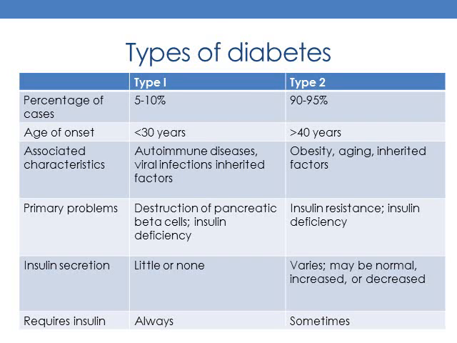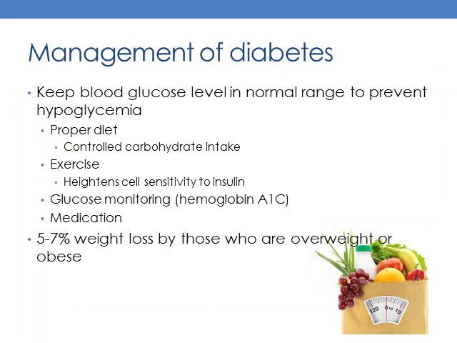The main differences are that type 1 requires insulin, and type 2 can often be managed with diet and exercise, lifestyle intake. So make sure to review this in your textbook as well. Because lastly, I would like to focus on how we manage diabetes. So the goal is to keep blood glucose levels in normal range to prevent hypoglycemia or low blood sugar. So proper diet is very important.